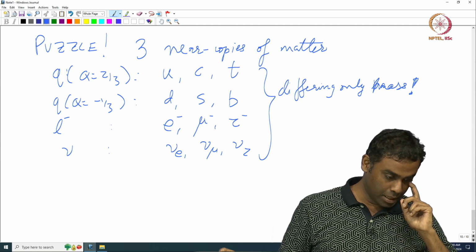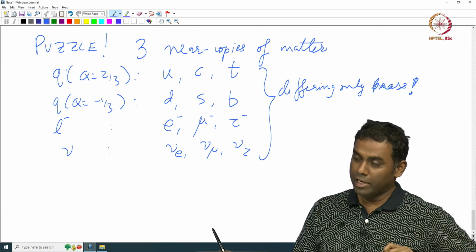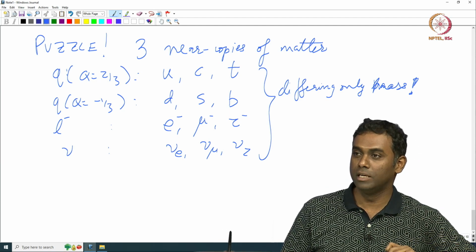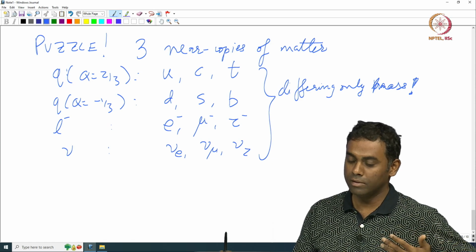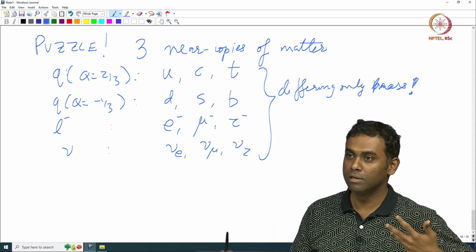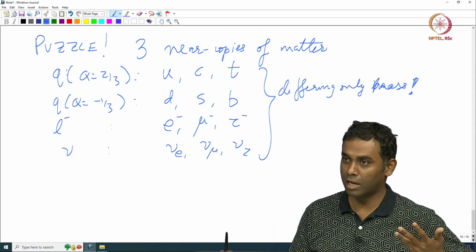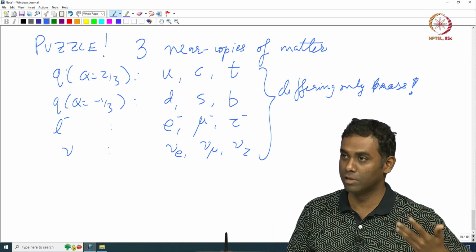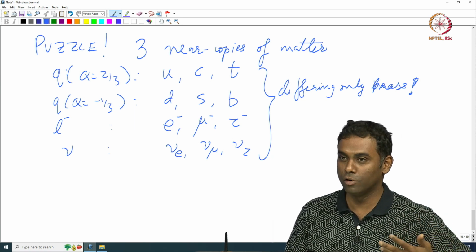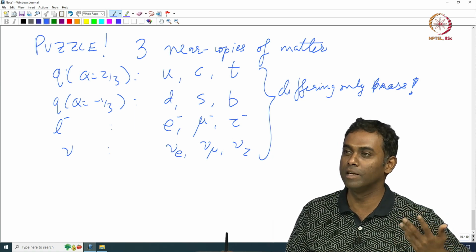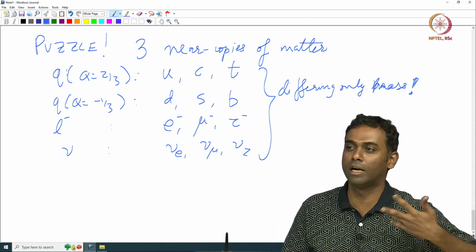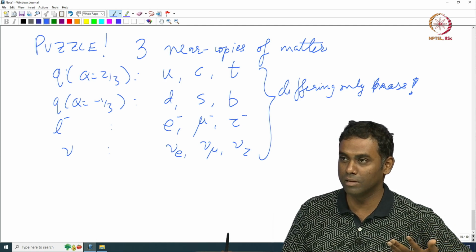And we have no idea why there have to be 3 near copies, because we already have these ingredients, we already have these symmetries and interplays, and there is a manifestation of those that make up the world. But why, if you were God, why do you have to make 3 copies and make them nearly identical copies? Okay, that's the puzzle here.